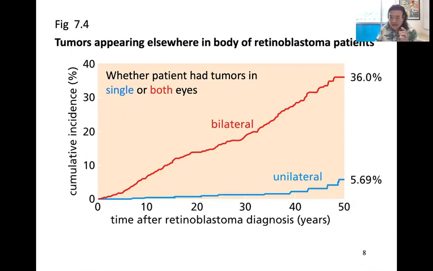Okay. Yet, if you follow those kids who presented with retinoblastoma in both eyes, look, decades later, over a third of them had tumors elsewhere in their body and the formation of cancer somewhere else. Okay. So that is really striking. Okay. So what is going on there?